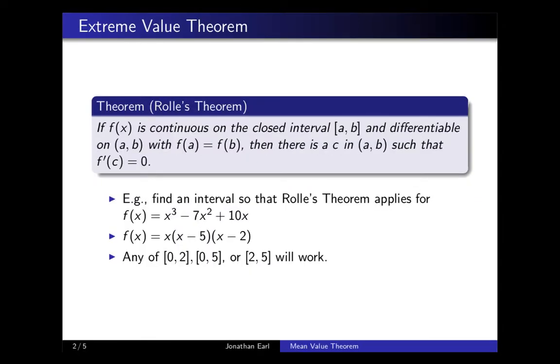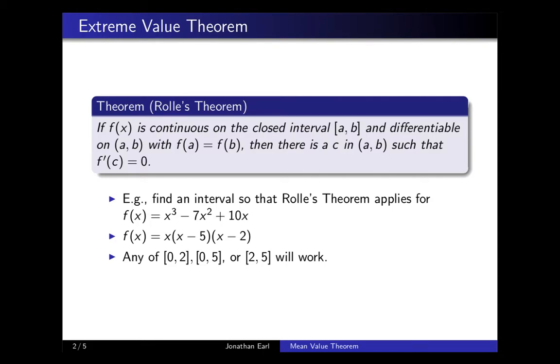So if we go and we factor our function, we can factor it as x times x minus 5 times x minus 2, and that tells us that f will evaluate to 0 at all of 0, 2, and 5. So if we pick any of the intervals 0 to 2, 0 to 5, or 2 to 5, Rolle's theorem will apply.